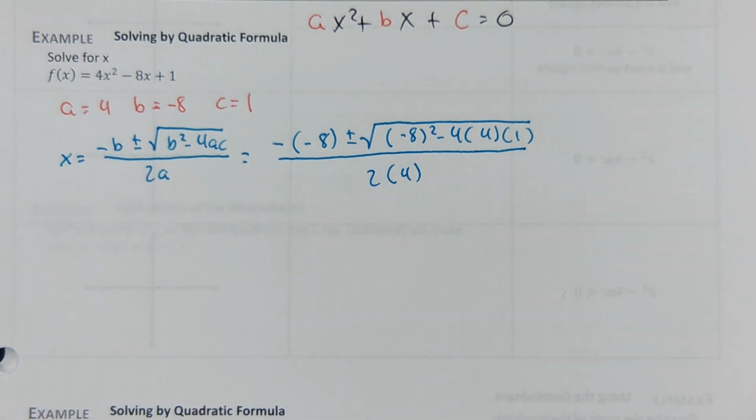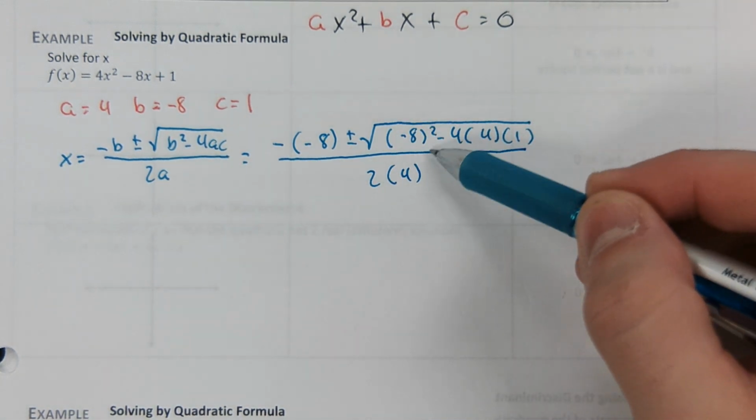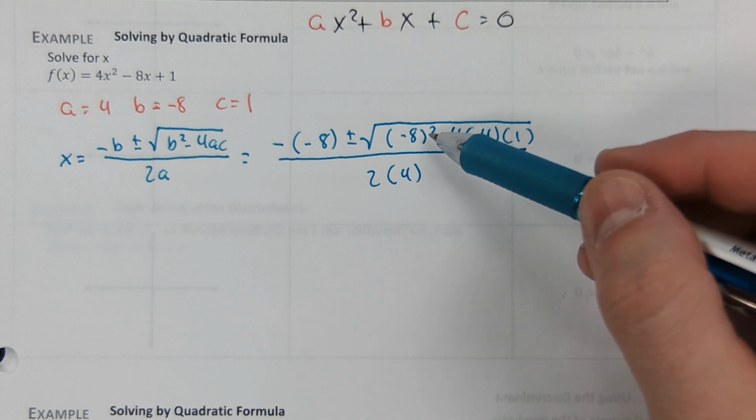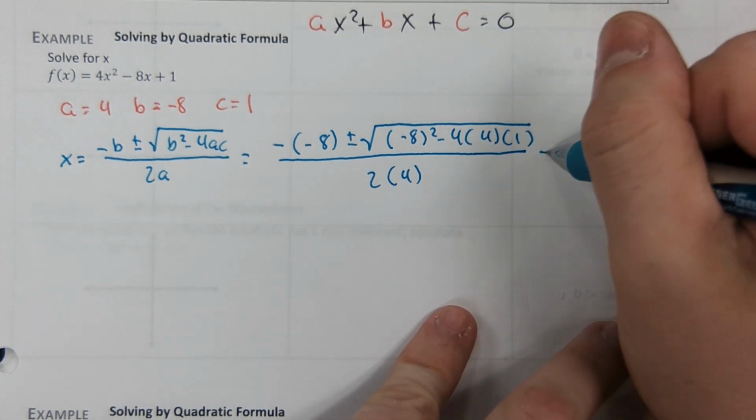Please do not go instantly to a calculator. If you type this on a calculator right here, and you don't use parentheses, it's going to give you a negative result. But you know negative 8 squared is positive. So please don't go instantly to a calculator. Trust your math skills a little bit.